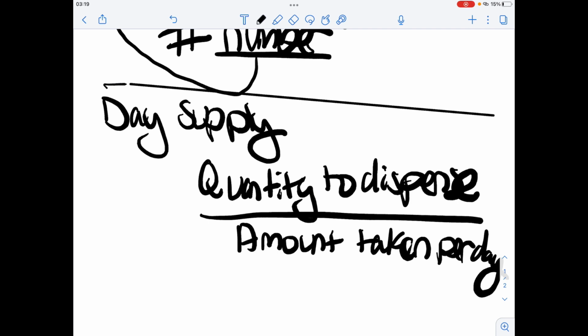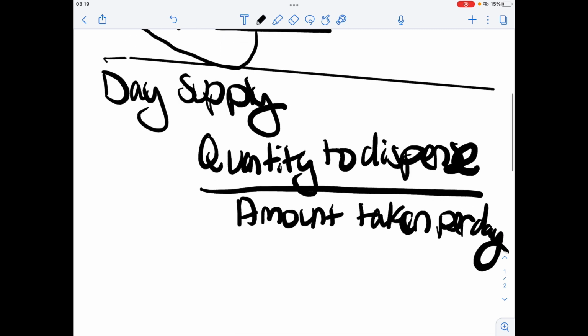Remember, for day supply, we always calculate using the max amount possible. And if it ends up being a decimal, we always round that down. Now, normally, if a number is 0.5 or greater, you would round up. Here, no matter what, we round down. We always round down to the nearest whole number.